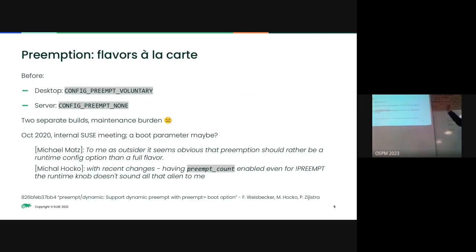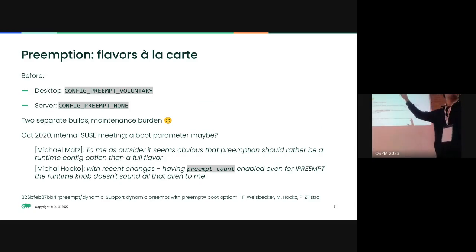Now I'm going to tell you about this command line parameter, which made all of this very old stuff relevant again. This command line parameter is very popular within SUSE, within my company. We needed it, and it came out of an internal chat session, and it ended up being implemented by Frederic Weisbecker, who's there in the audience, and Peter Zijlstra, of course, contributed, and Michal Hocko as well.